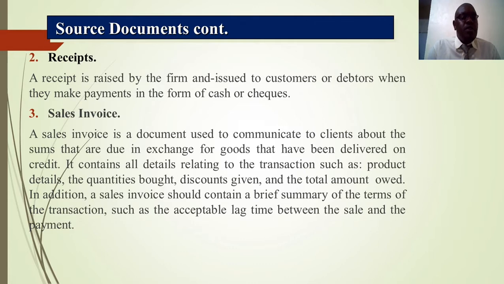The invoice may also contain a brief summary of the terms of transaction, and this may include lag time. For example, when do you expect the client to pay? Lag time is the maximum number of days which the client is allowed credit. In other words, there are businesses which will allow clients to pay after 1 month. There are those which will allow the clients to pay after 2 months. Others will allow clients to pay after 3 months. So lag time depends on the policy of the business.